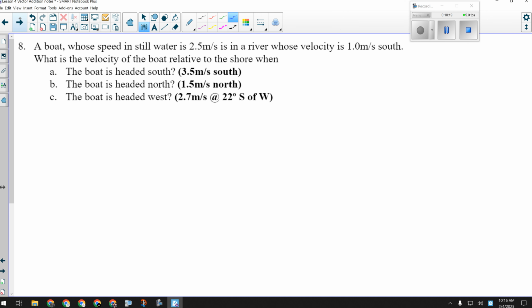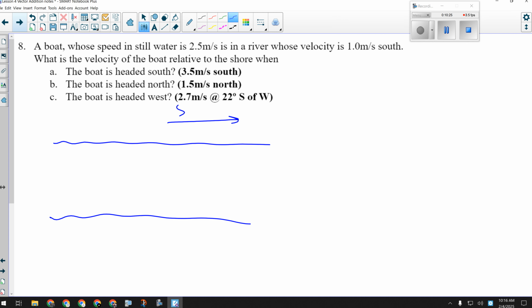So let's draw our river here. I'm just going to say that that direction is south. This is like a super easy boat question, just to illustrate the importance of diagramming it. So the river's current is 1 meter per second south. And the boat can go 2.5 meters per second south. What's the resultant speed of the boat? Or resultant velocity of the boat, sorry.